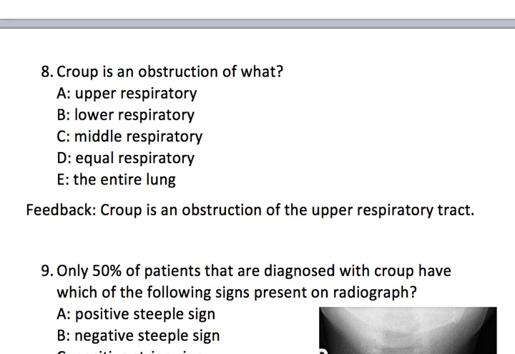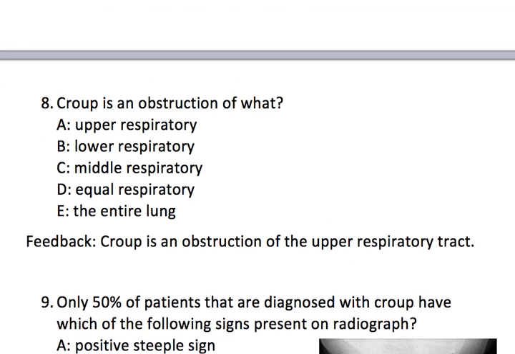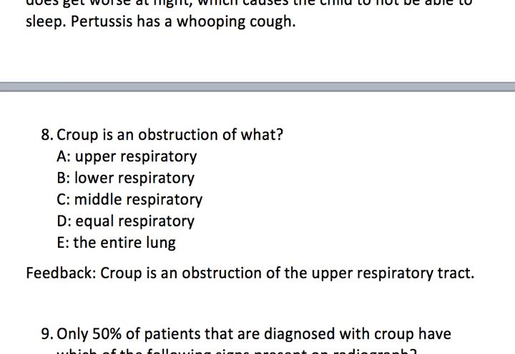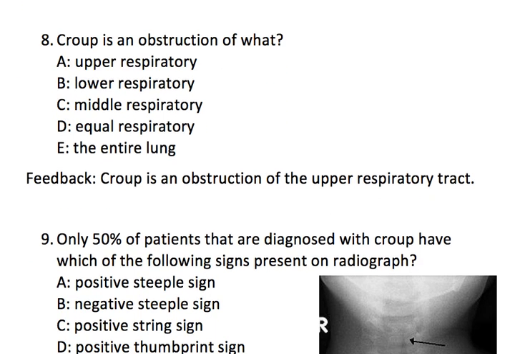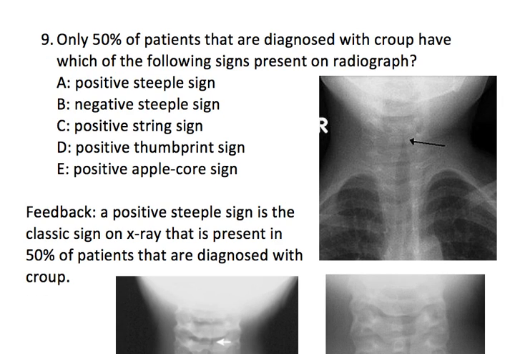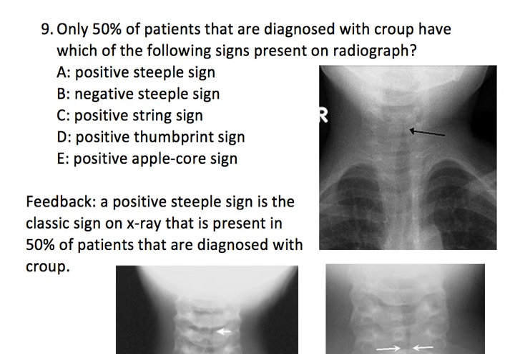Croup is an obstruction of what? And that would be the upper respiratory tract. And here's another thing that goes along with Croup, which is how you identify it on X-ray. Only half of the patients that are diagnosed with Croup are going to have this finding, and that is a positive steeple sign.